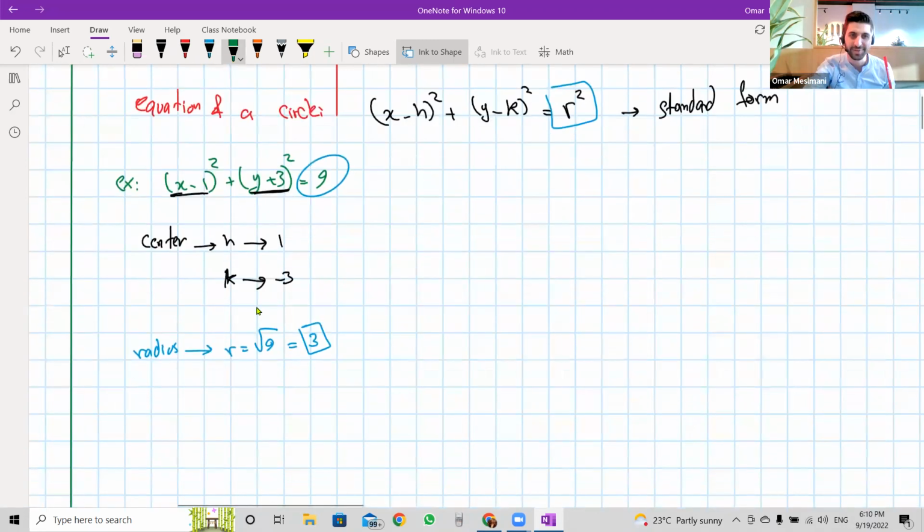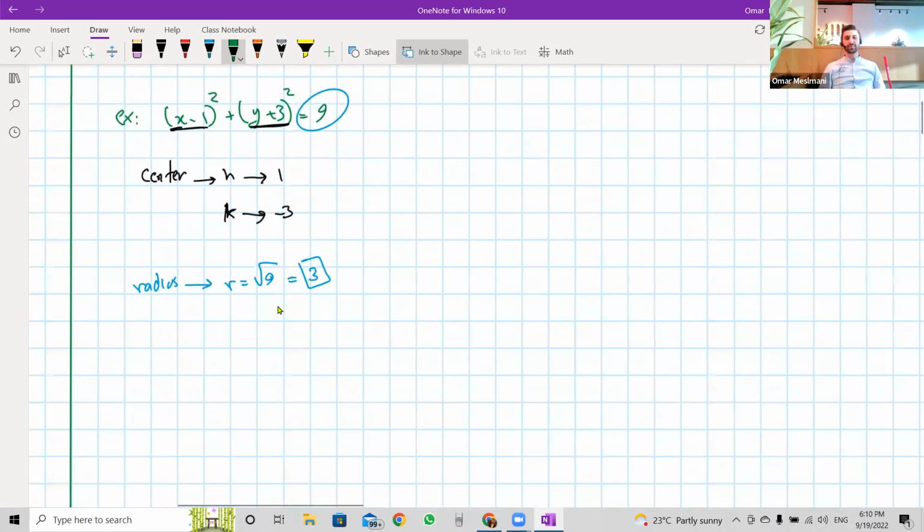Bismillah ir-Rahman ir-Rahim. Okay, so that's the standard form of a circle. What if we have a different form? Let's take this equation and apply the formula. When you have (a minus b) squared, what is the formula? It is a squared minus 2ab plus b squared.